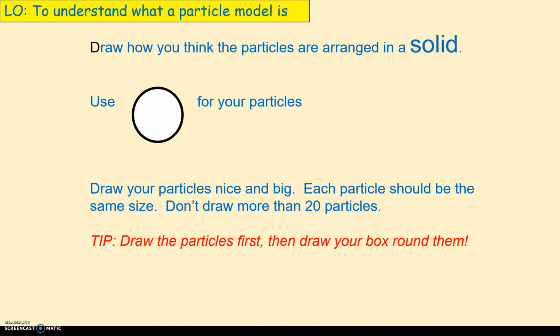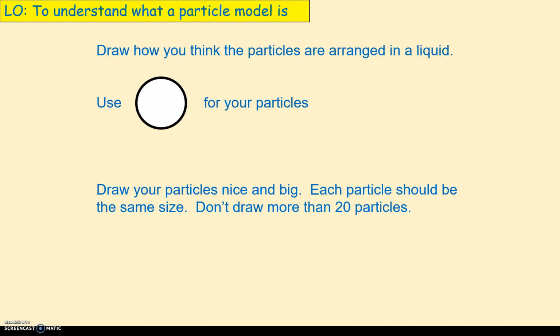In our next activity, you will be asked to draw how you think the particles are arranged in a solid, a liquid, and a gas. If you will recall from our previous lesson, we had images of particles that were arranged in these different components. So, using a circle for your particles, draw your particles nice and big. Each particle should be the same size. Don't draw more than 20 particles, and draw the particles first, then draw your box around them. So you will be doing this for all 3, for a solid, a liquid, and a gas. Please pause the video and do these now.